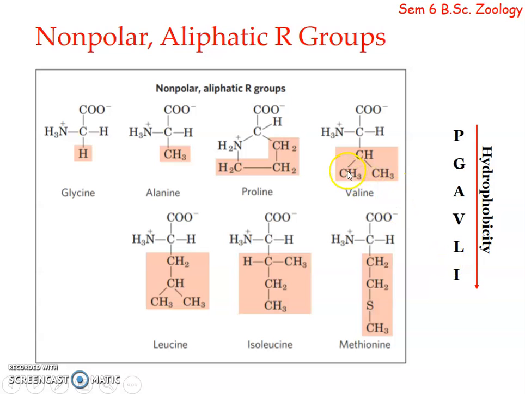You can see from glycine you have simple hydrogen, then alanine with a methyl group, right? Then valine, you can see it is CH, CH3 twice, and leucine and isoleucine, it is almost like CH2, CH, CH3 twice. Almost a similar way here. So you can see the hydrophobicity increases. As the carbon chain increases in length, the hydrophobicity also increases. So this is about the first group, that is the non-polar aliphatic group.